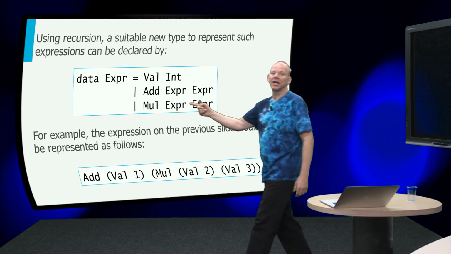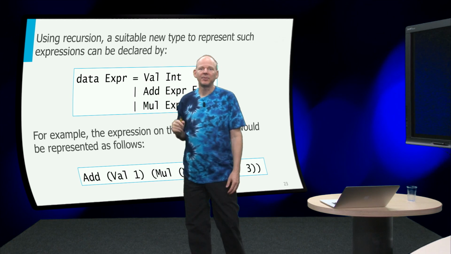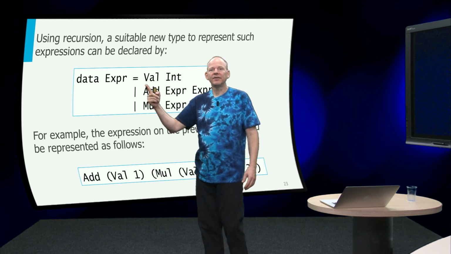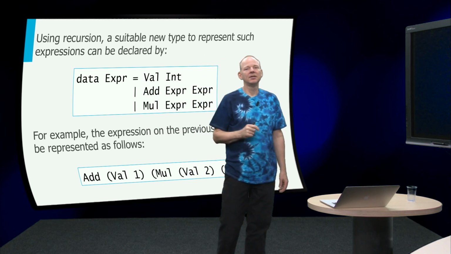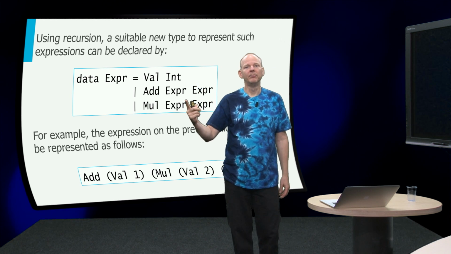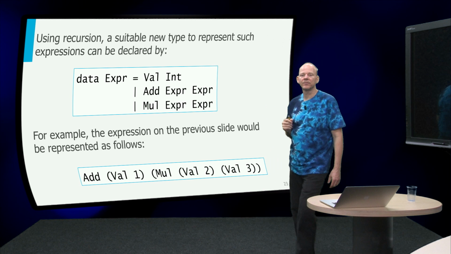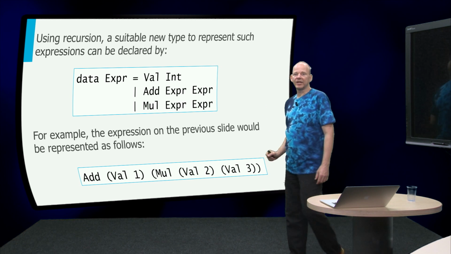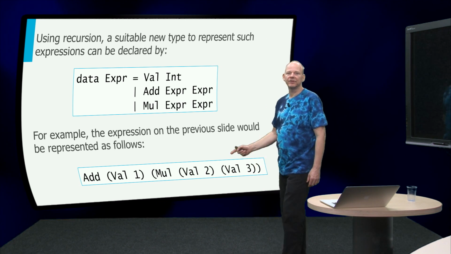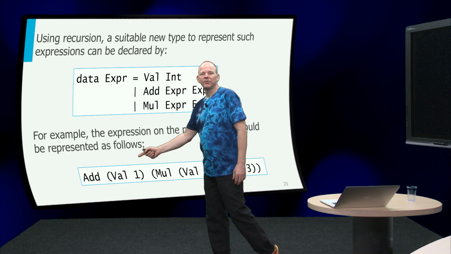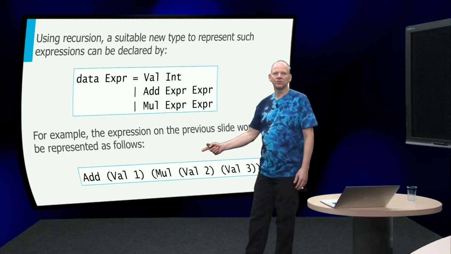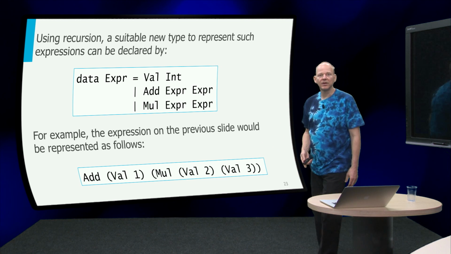Well, again, we define an abstract base class expression and then three concrete subtypes: simple value, multiplication, and addition of expressions. And we can now write that tree on the previous slide as follows. We add 1 to 2 times 3. Okay?